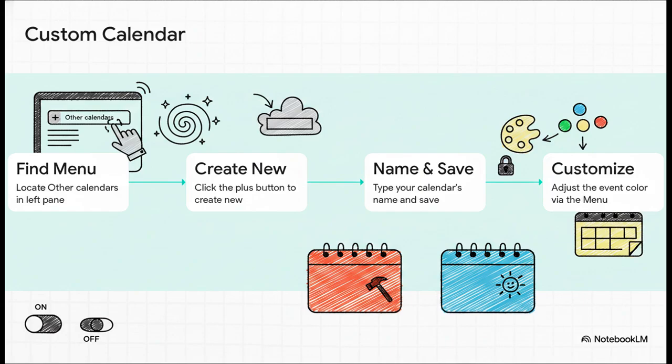Remember that left pane we talked about? You just look for the heading that says Other Calendars. Click the little plus button, select Create New, type in your new calendar's name, and hit Save. After that, you can click the menu button next to your new calendar and change its color.